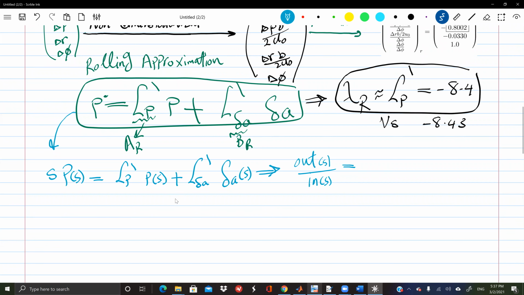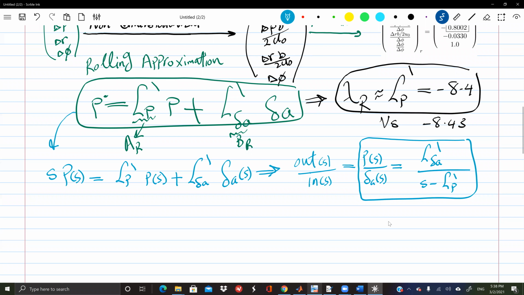So what is the input first? What's the input in this motion? The aileron. And what's the output? The output would be the roll rate. So this is P divided by delta aileron. So I need to get the P's together and then divide P by delta aileron. So this will be L delta aileron over s minus LP dash. So this is your transfer function if you ever need it. And it's a first order system. It's not a second order system.